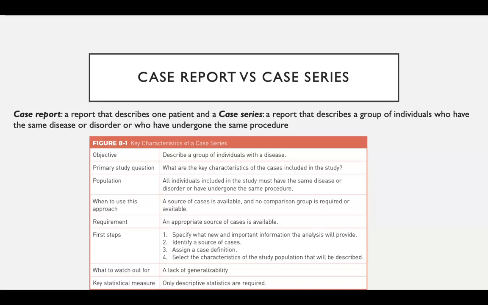So the objective here is description. Hey, look at this. This is what happened. So the question is, well, what are the characteristics involved? Because maybe a dermatologist somewhere else in the world reads this and they're like, oh, I just saw somebody who was kind of like this. And because of this case report I just read or case series, maybe I'll try this approach and see if it works.